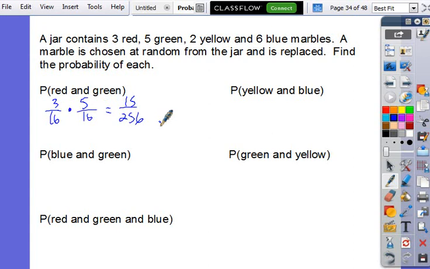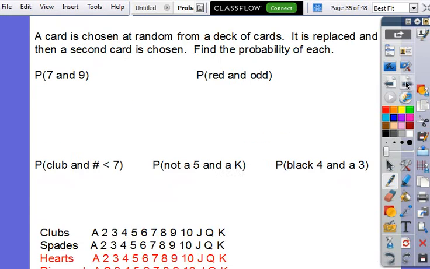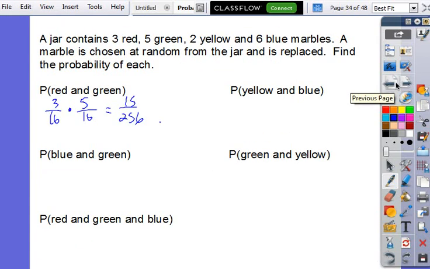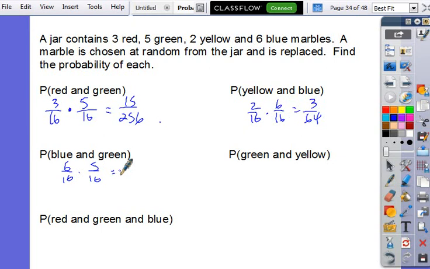Do yellow and blue. See if you can do the rest of those. Yellow and blue. What are my numbers? 2 and 6. That's going to be 3 over 64. Blue and green would be 6/16 and 5/16, which is? Say it again. 15. All right. Green and yellow.